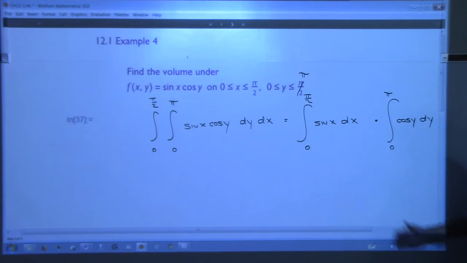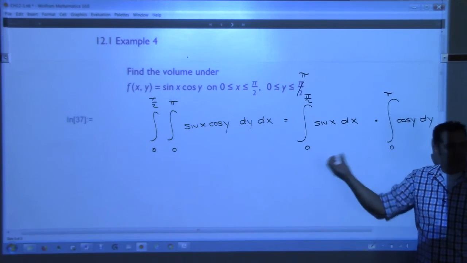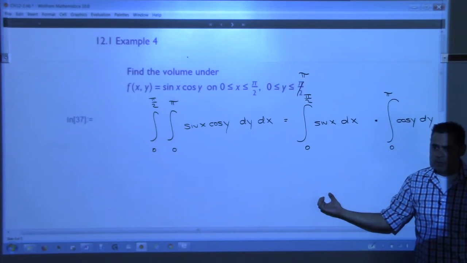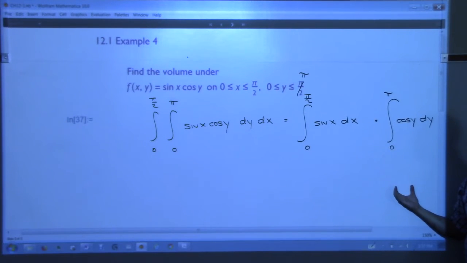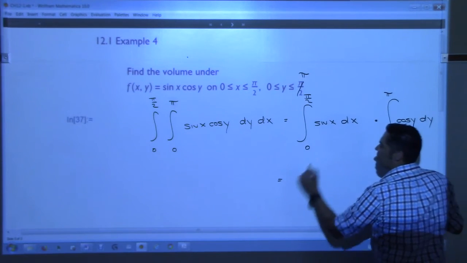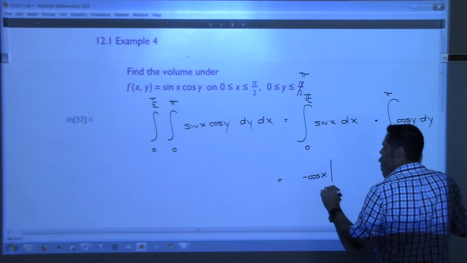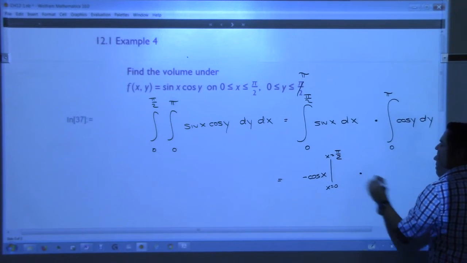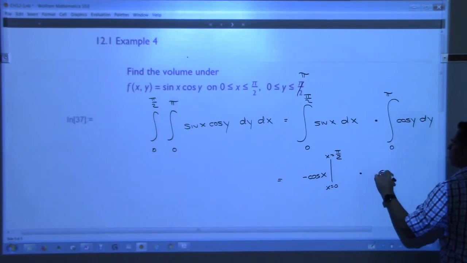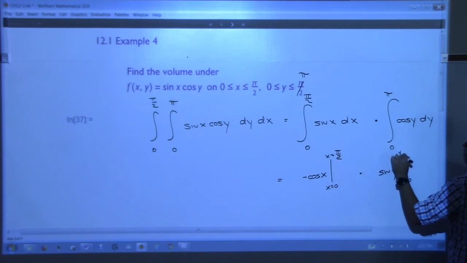So what you do is you just ignore this, crank this integral out. That'll give you a numerical answer, right? And then you crank this one out, it'll give you a numerical answer, and then you multiply the two answers. So let's do them. Antiderivative of that, negative cosine x, evaluated x equals 0 to x equals pi over 2. I'm going to multiply that answer times the antiderivative here, which is sine of y, evaluated y equals 0 to y equals pi.